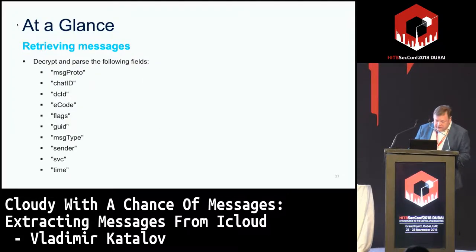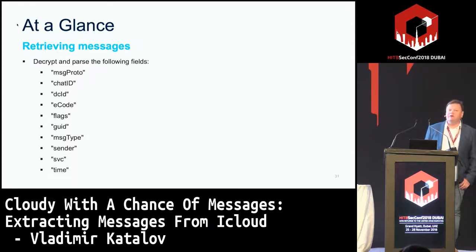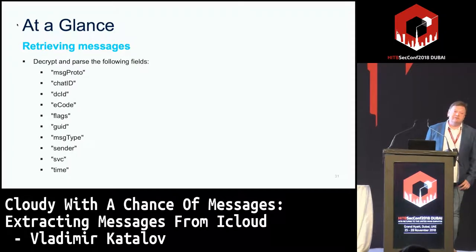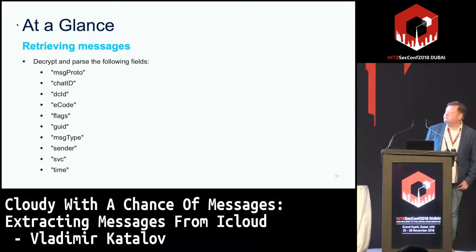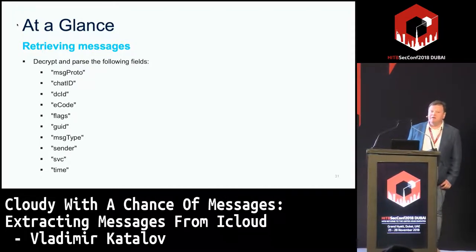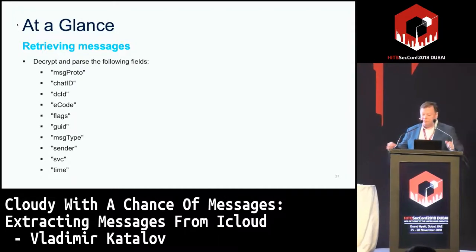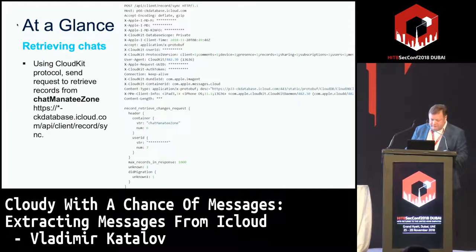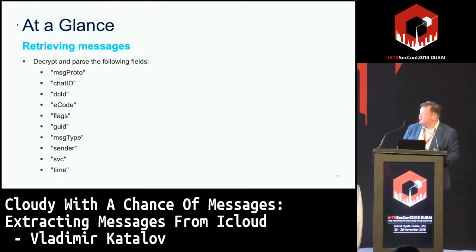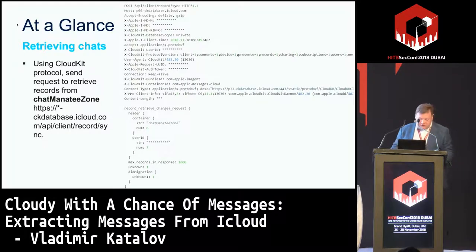For messages, we also get many of the other things. As I said, the meaning of many of them is actually not known. But some of them, like GUID, is a unique identifier of the message that allows us to further connect that message to its attachments. So for example, once we download attachments, they also have that ID, and that ID is obviously the same for the messages with attachments. And also there is a message type describing whether it is some screen effect or what kind of attachment it is.